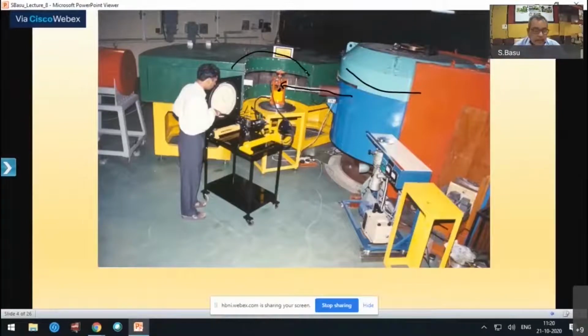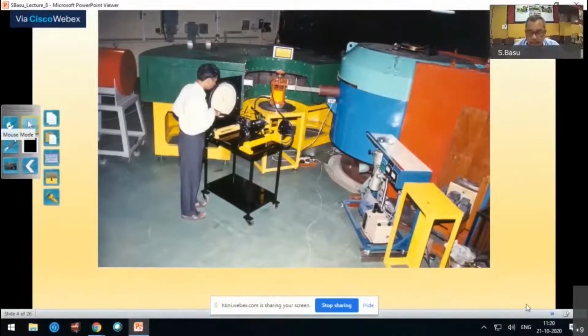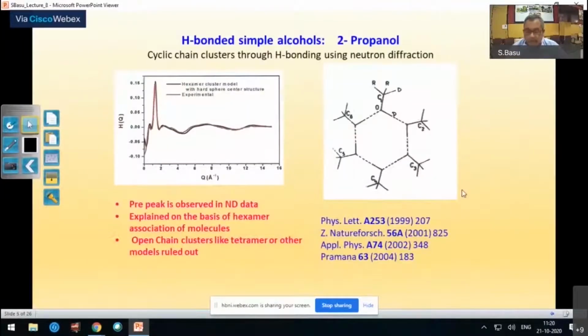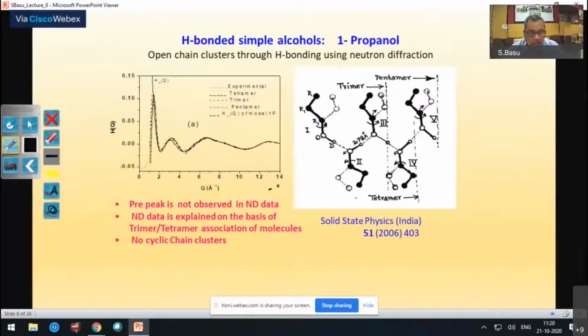Now, in case of liquids and amorphous systems, I can tell you that since there is only short range order, we need to go to larger Q values. Now, in this instrument, as I pointed out to you earlier also, we can go typically up to 15 to 16 angstrom inverse.